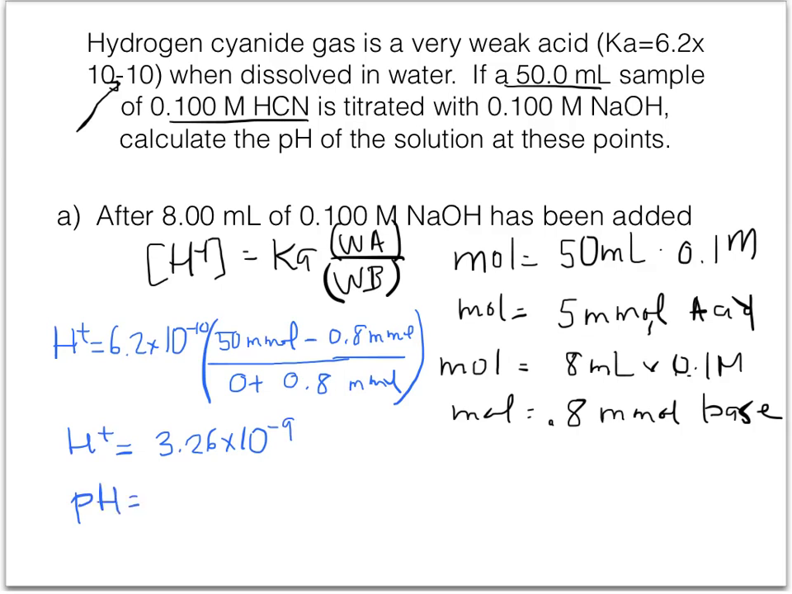What do you guys need to do? Negative log of your H plus concentration. And if you're working it out with me, then you're going to plug this into your handy dandy calculator, and your pH is, got it? 8.49. Okay, very good. So now let's do the next one.